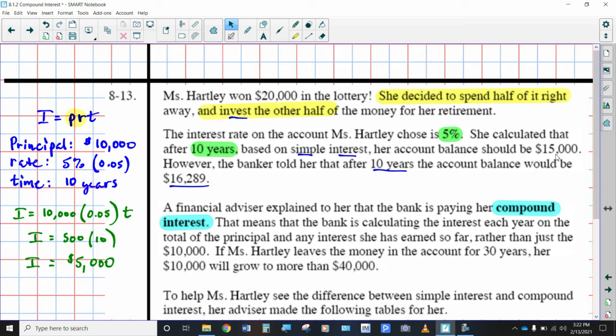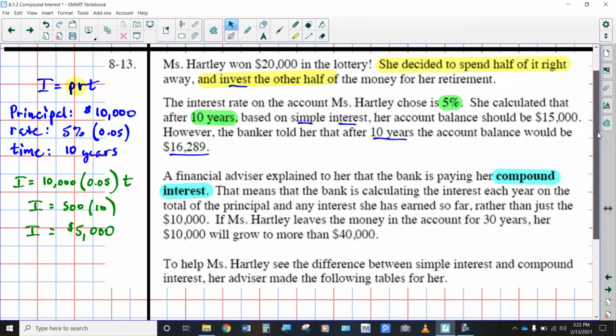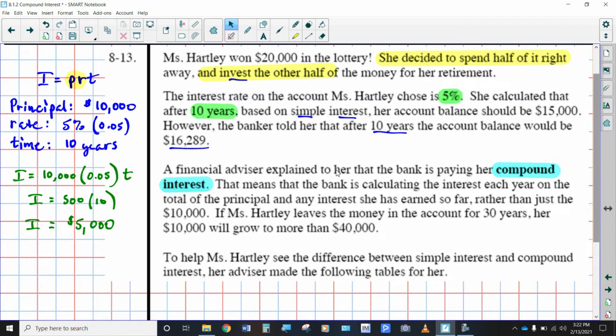Therefore, the new balance would take the 10,000 that she deposited plus the 5,000 that she earned to have a total of $15,000. So that's how the simple interest works. A financial advisor explained to her that the bank is paying her compound interest. That means that the bank is calculating the interest each year on the total of the principal and any interest that she had earned so far, rather than just on the original principal of $10,000.